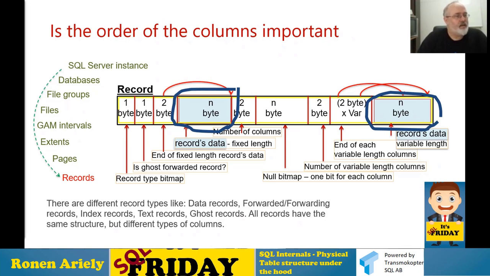The data of the columns is stored in two groups. In one group, we have all the data from all the columns which are fixed length size, one after the other, in a different location in the record. In a second group, we have the data from variable length columns. So physical order does not necessarily fit the order in which we created the columns.